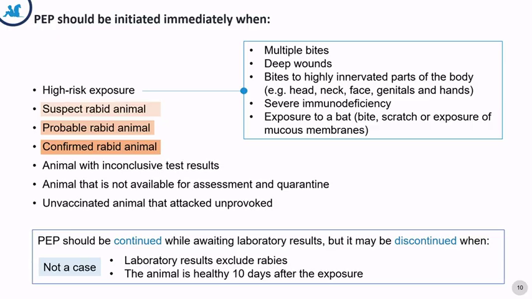As recommended by WHO, when a biting animal meets the suspect, probable, or confirmed case definition, PEP should be initiated immediately. If the animal is under quarantine or pending laboratory testing, PEP should be continued. If lab results or the observation period show that the dog does not have rabies, then PEP can be discontinued. So long as the victim has received at least 2 doses of vaccine, they can be considered previously vaccinated in the event of a future rabies exposure.